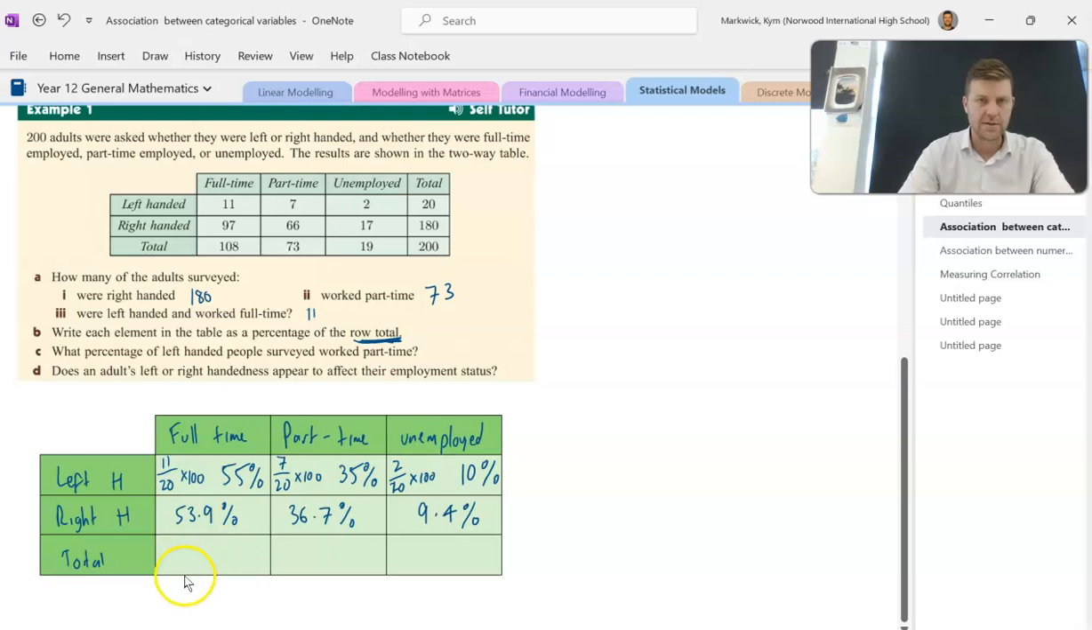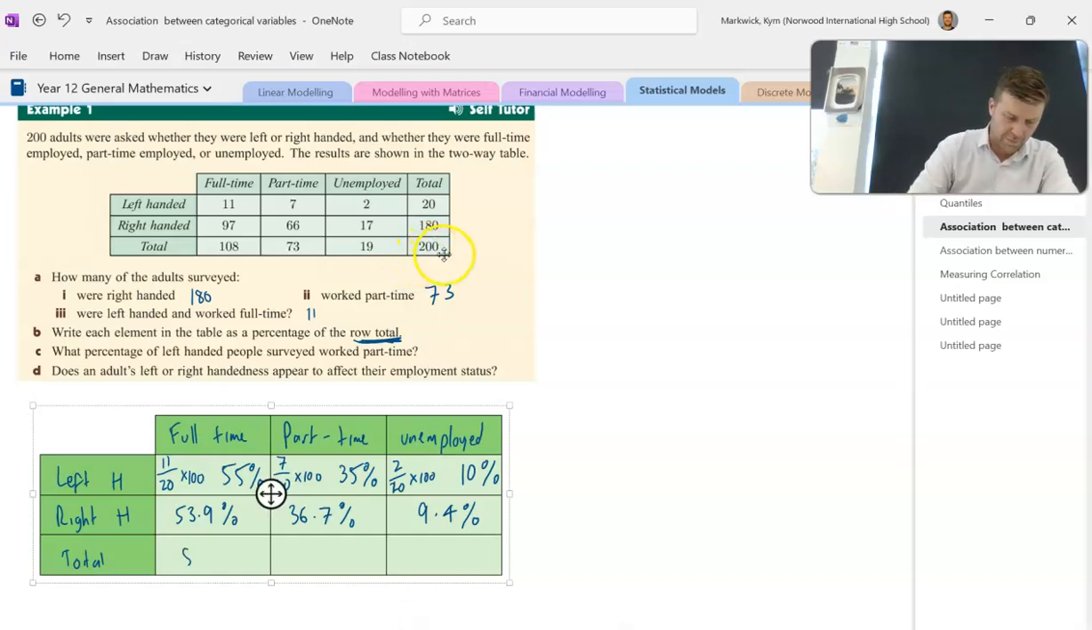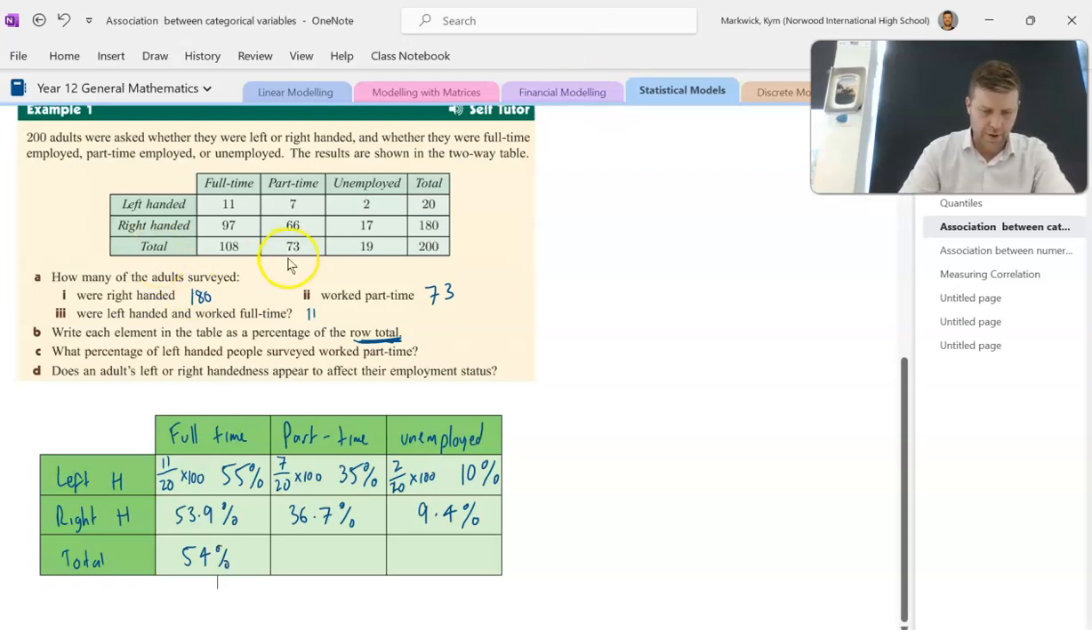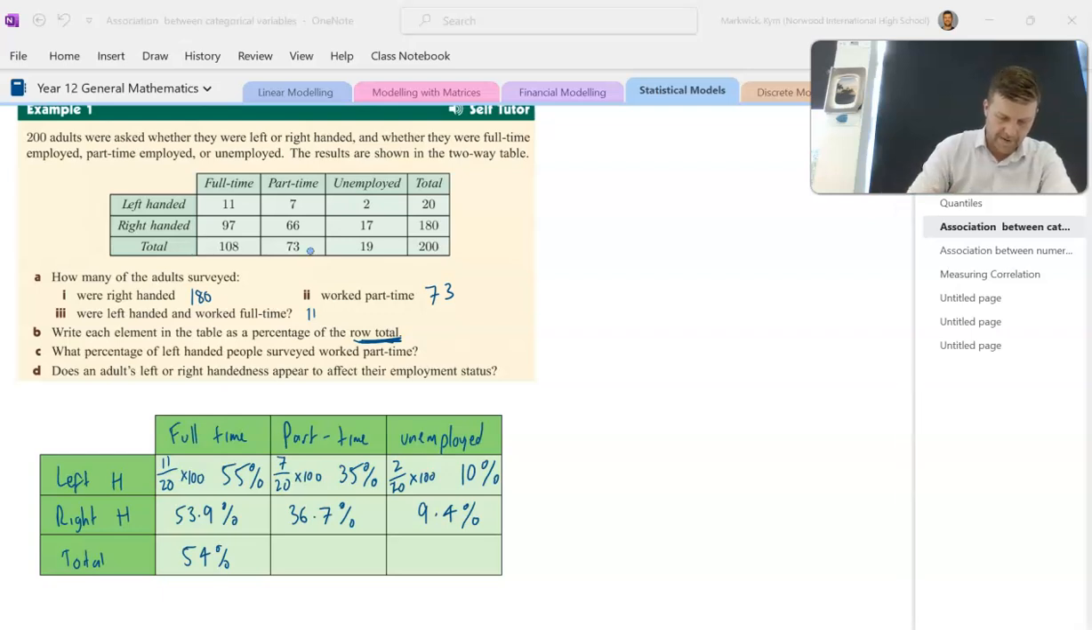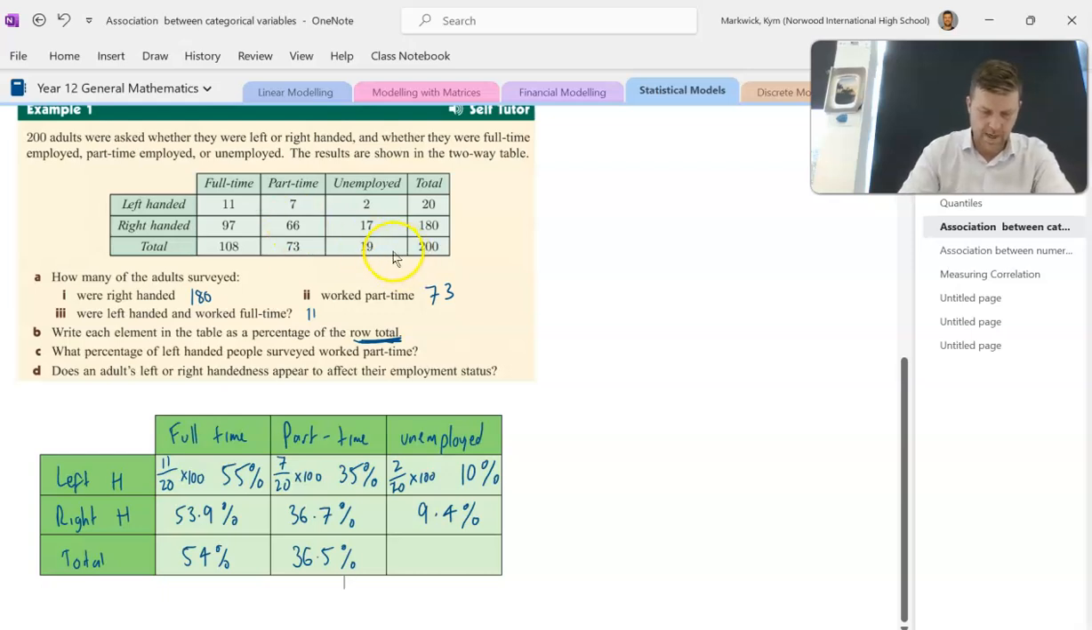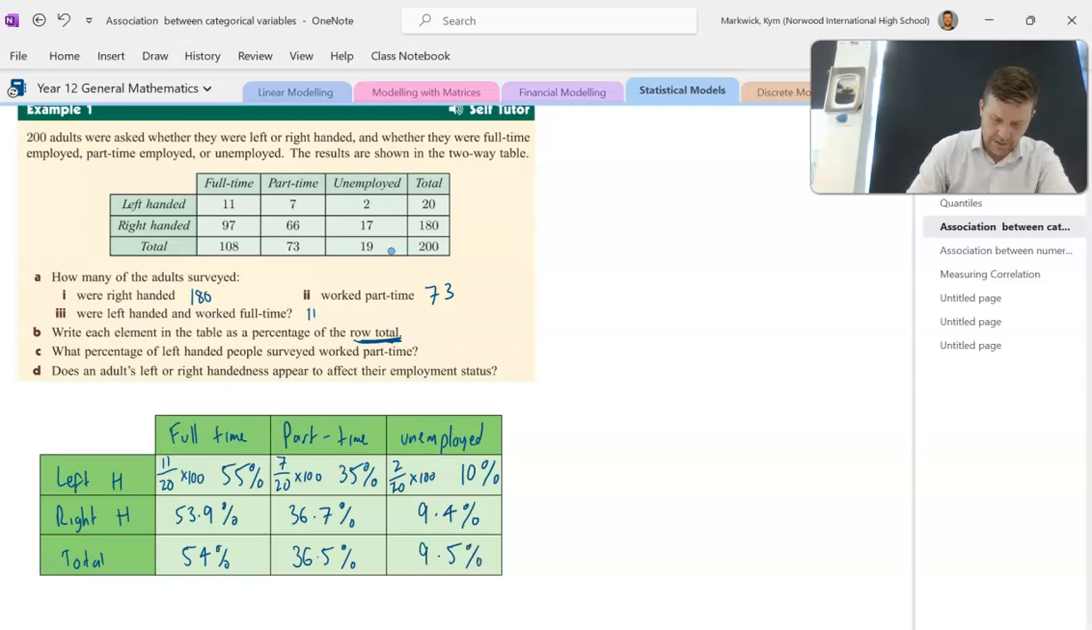And then obviously for the totals, I'm looking at 100, and for this cell here, I'm looking at 108 divided by 200 times 100, which works out to 54%. The total number of part-timers would work out to 36.5%, and unemployed would be 9.5% in total.